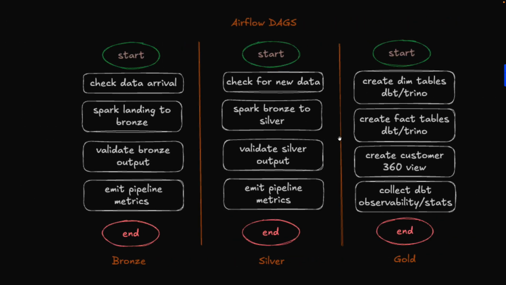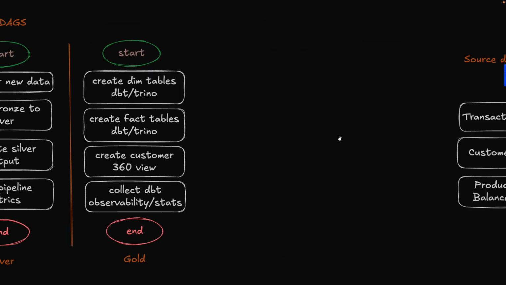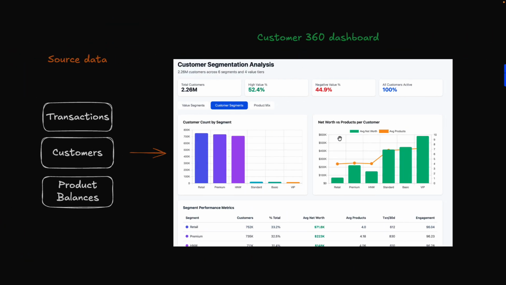Our DAGs are very similar. All process data from one layer and write to another. Before we run our processing, we check the availability of the data, and after we have processed the data, we validate and emit the performance metrics of the data and the pipeline to our ClickHouse-based backend. We have a nice looking dashboard which offers insights over our customers and the segments.